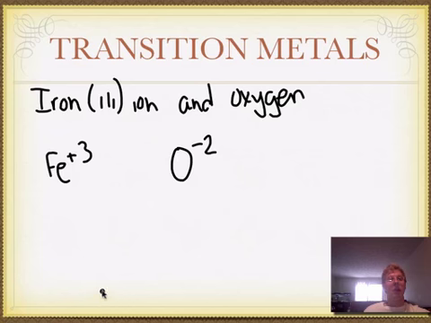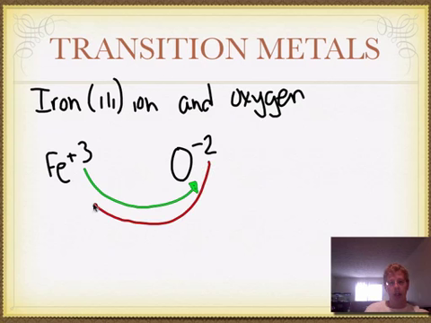Now from this we could go about and draw out the Lewis dot diagram, but I'm going to do the shortcut way. And so the 3 is going to come down here by oxygen, and the 2 is going to come down here by iron. And so that's going to give us a final formula of Fe2O3.